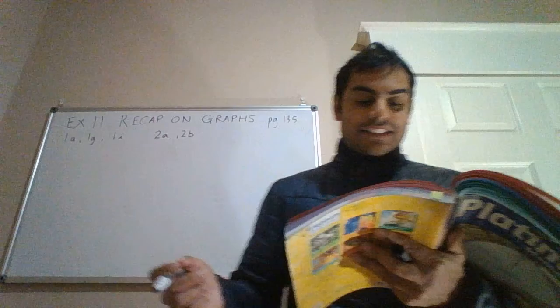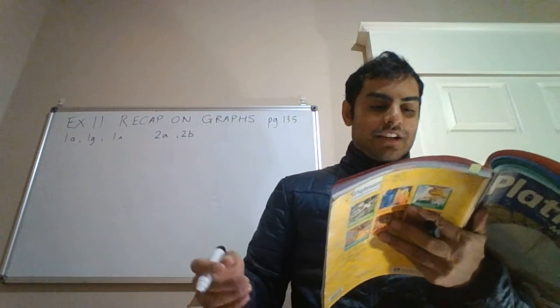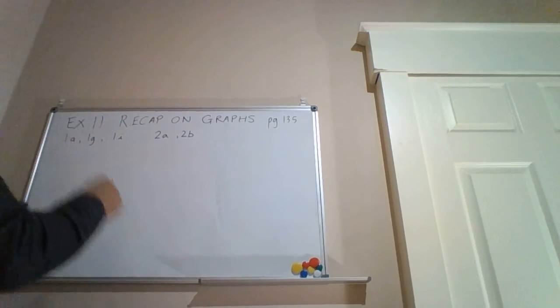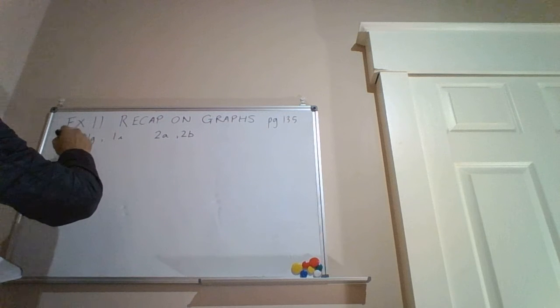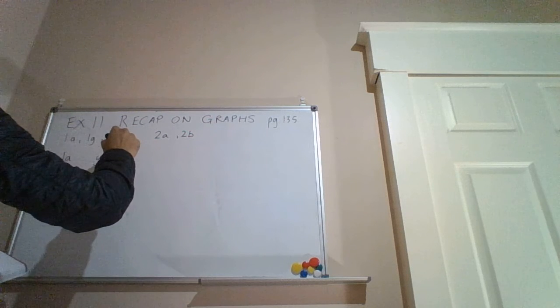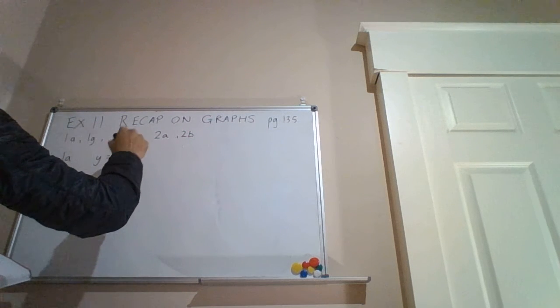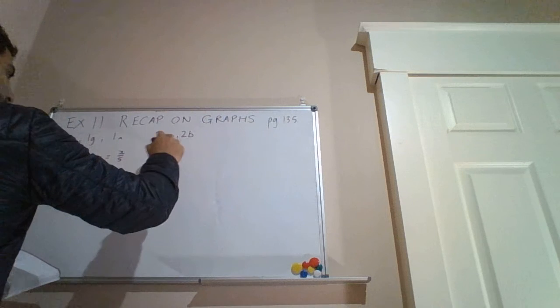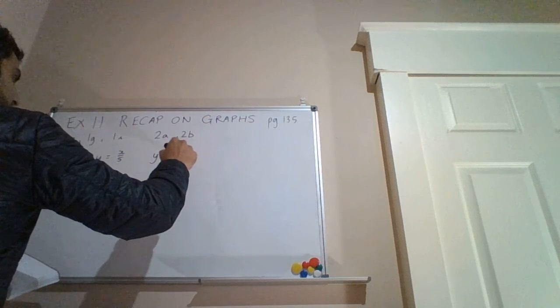Plot the following pairs of graphs on the same set of axes. Clearly show all intercepts of the axes, the coordinates of any turning points, and the equations of any asymptotes. For 1a, we have two different graphs. The first one is y equals 2x over 5, and the second is y equals 5 over x.